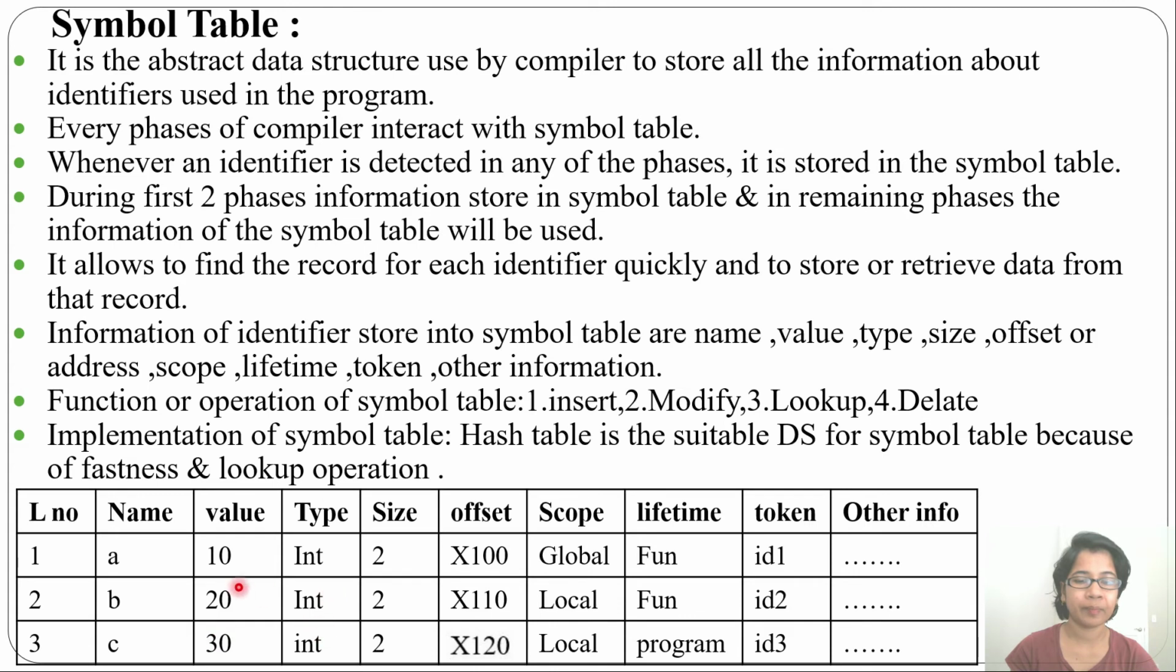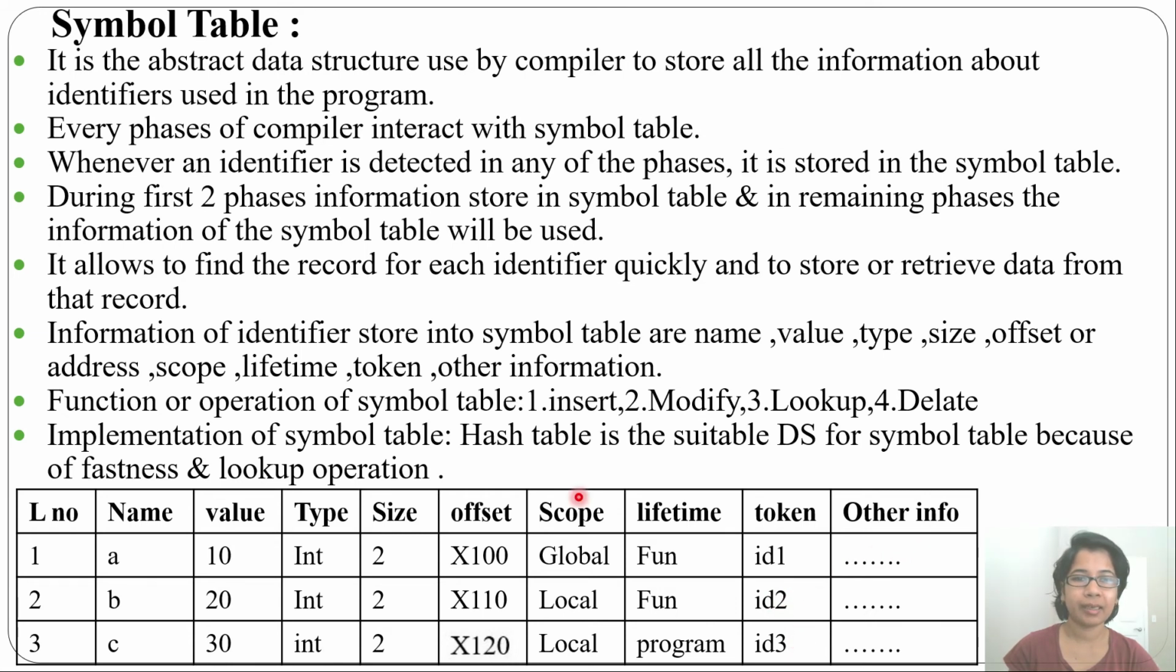Then data type. This is integer, integer, integer. Then size. It is the size of integer. Offset or address. It always starts from hexadecimal. I consider some address randomly. Then scope, whether local scope or global scope. Then lifetime, whether function lifetime or program lifetime. Then token name, ID1, ID2, ID3 and other information. You can store some other information.